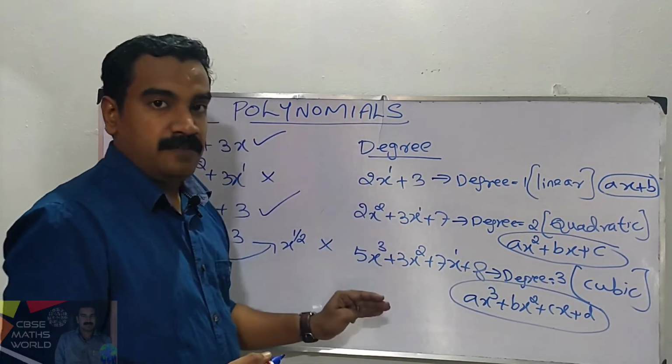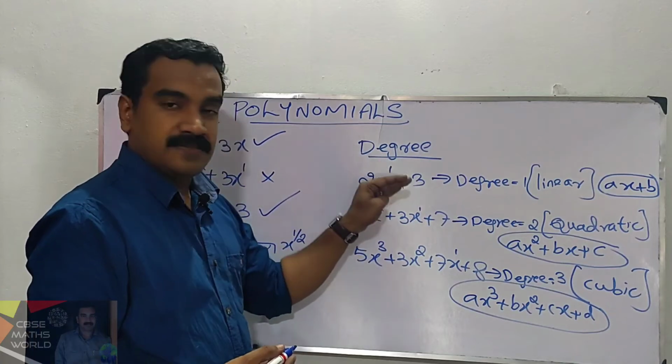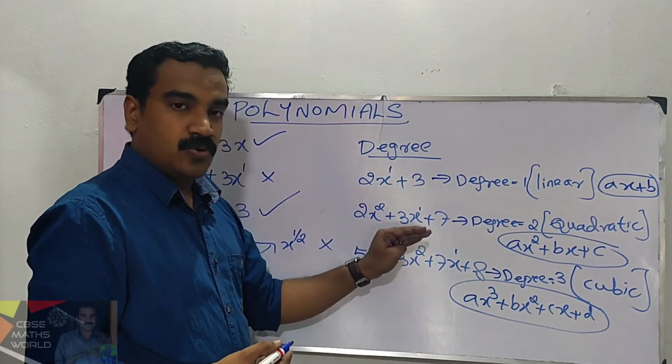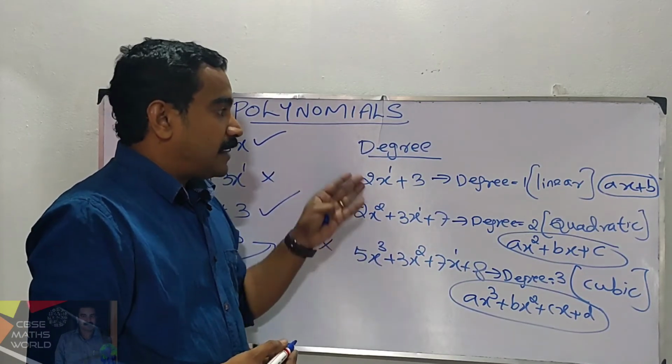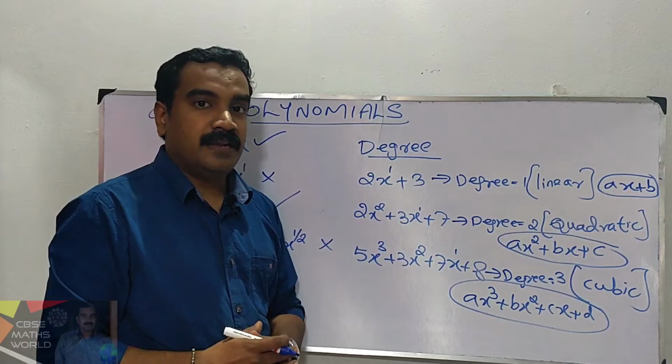So according to degree, we can categorize the polynomial. If the degree is 1, it is known as linear. If degree 2, quadratic. If degree 3, cubic. These are the examples for categorizing the polynomial according to its degree.